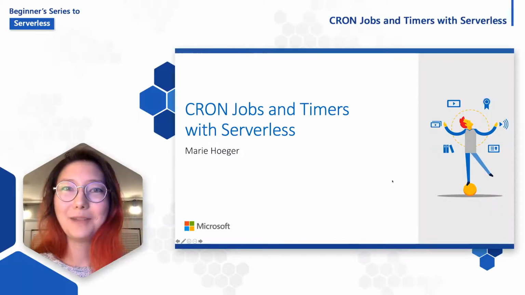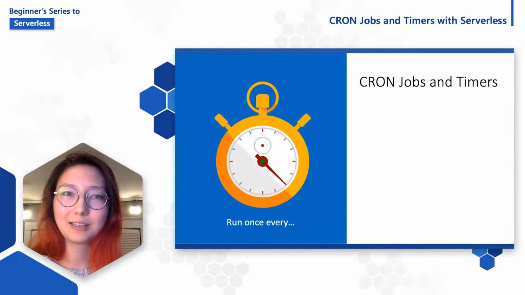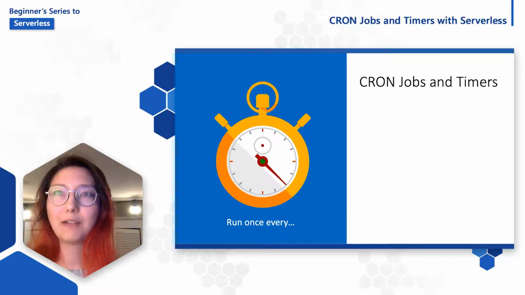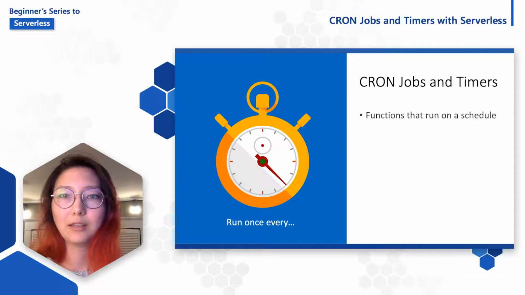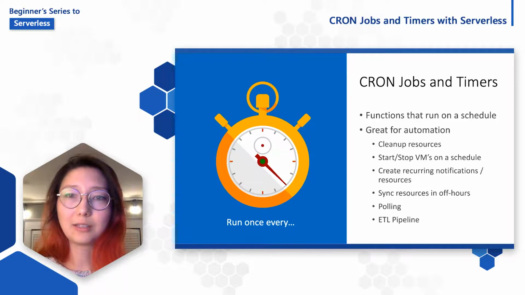Hi everyone, my name is Mari, and I'm an engineer on the Azure Functions team. In this video, I'm going to be talking about cron jobs and timers in serverless. A cron job is a Linux command that is used for scheduling tasks to be executed sometime in the future. Timer triggers are what we use in Azure Functions to create functions that run on a schedule. Cron jobs in Azure Functions are called timer-triggered functions. Conceptually, they're pretty much the same.